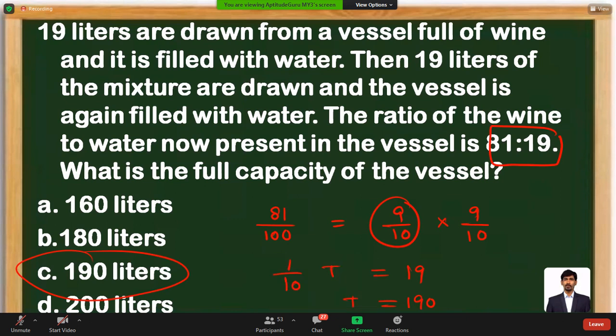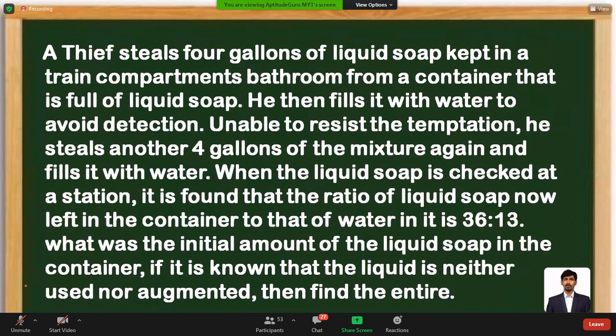Look at the next question which is available on the screen. Similar question, just for understanding purpose, not to confuse you, just observe. A thief steals 4 gallons of liquid soap from the train compartment bathroom from the container full of the liquid soap. He then fills it up with water to avoid detection.